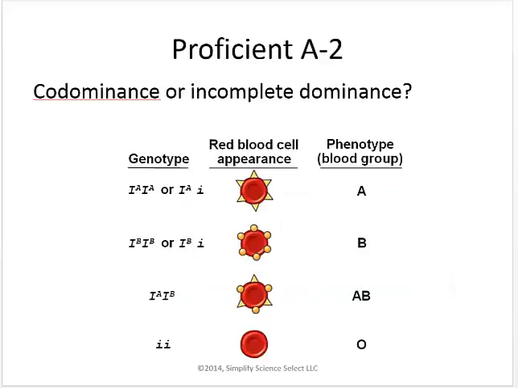Okay, what about this example? Talking about blood types, whether you're blood type A, blood type B, blood type AB, or blood type O. This is an example of codominance, because if you look at the shapes, the A is represented with triangle shapes on the cells, B is represented by circle shapes on the cells, AB has both, not a blend, both. Or in the case of recessive, neither.